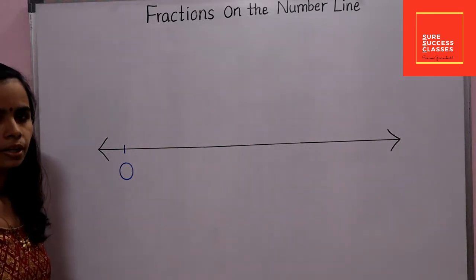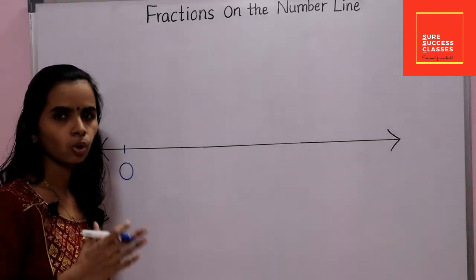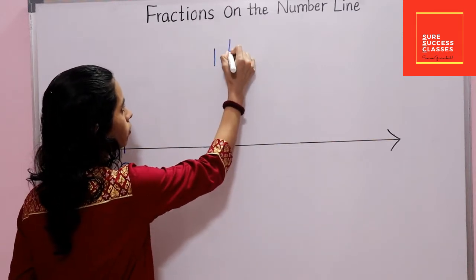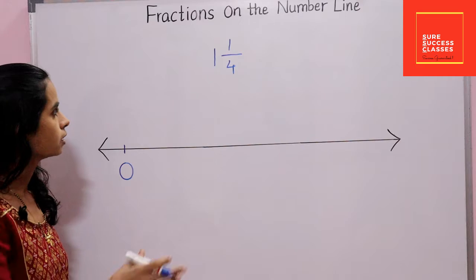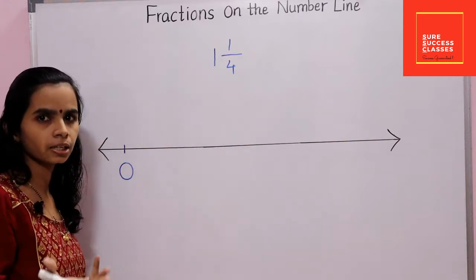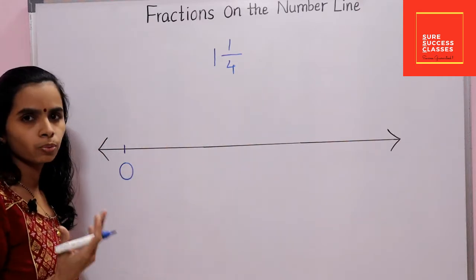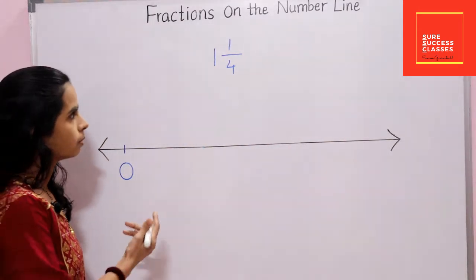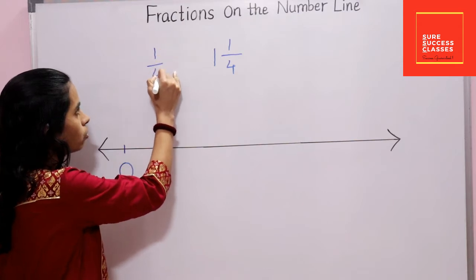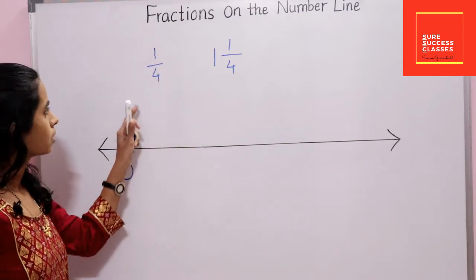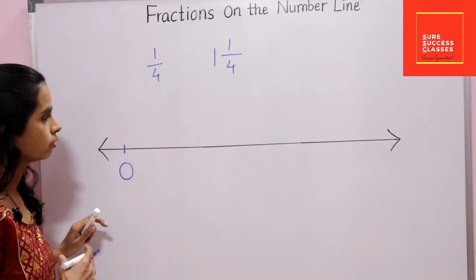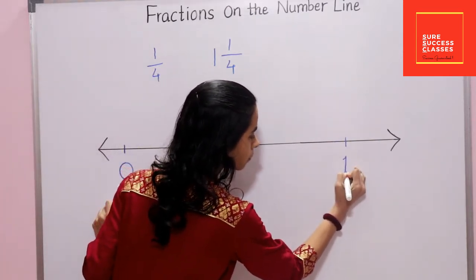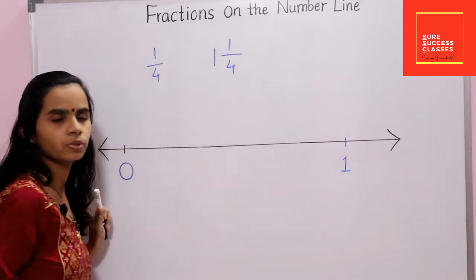If the fraction contains a whole part, for example 1 whole and 1/4, then this fraction is greater than 1. So we will put 1 and the next number on the number line. But if the fraction is 1/4, there is no whole part. For that we will place the point 1 at the right side of this line.